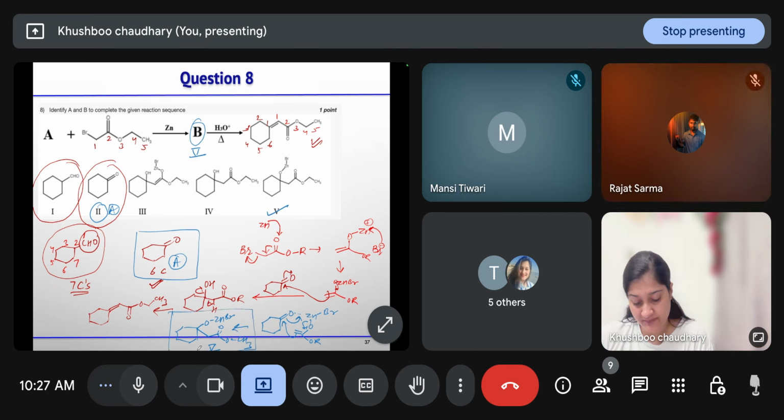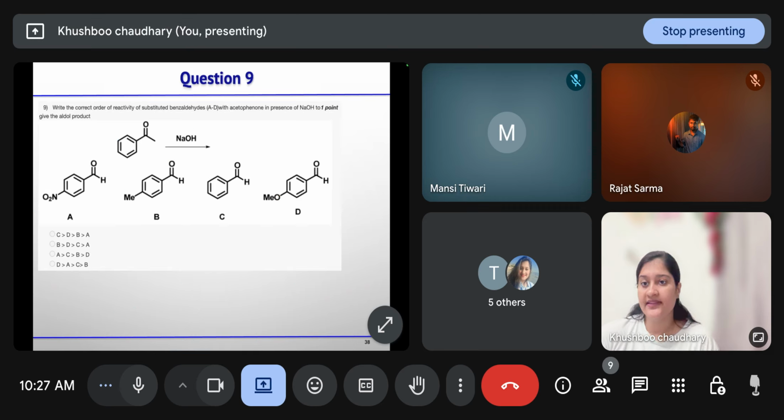Okay. Then write the correct order of reactivity of substituted benzaldehydes with acetophenone in the presence of NaOH. So these are the substituted benzaldehydes you have been given. You have to find out the correct order, and you will decide the order on the basis of electrophilicity. So which benzaldehyde is more electrophilic, and which one is less?